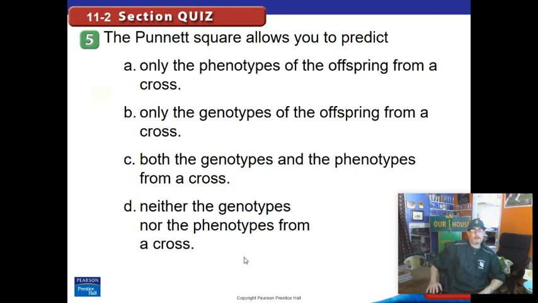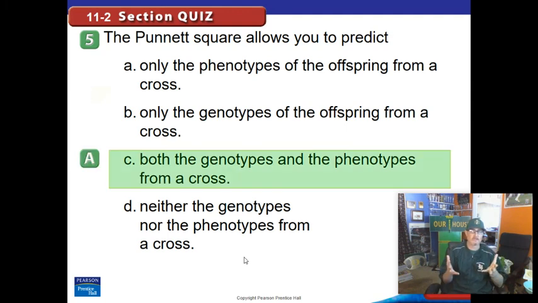Okay, the Punnett square allows you to predict only the phenotypes of the offspring, only the genotypes of the offspring, both the genotypes and the phenotypes of the offspring, or neither one. Okay, so the symbols, the letters, are the genotypes. But remember, the letters just represent the phenotypes that you did all the way back in step 1. So you are getting both the phenotypes and the genotypes from the cross.